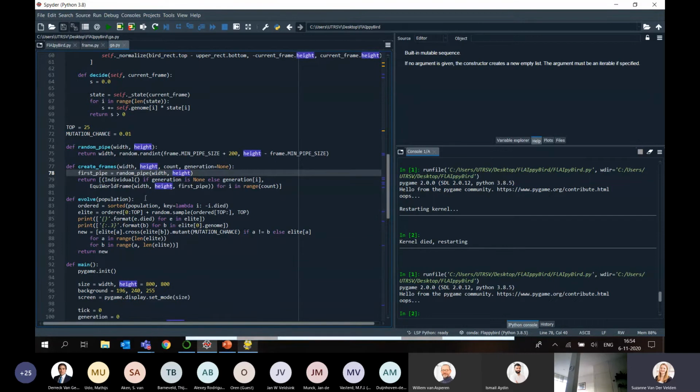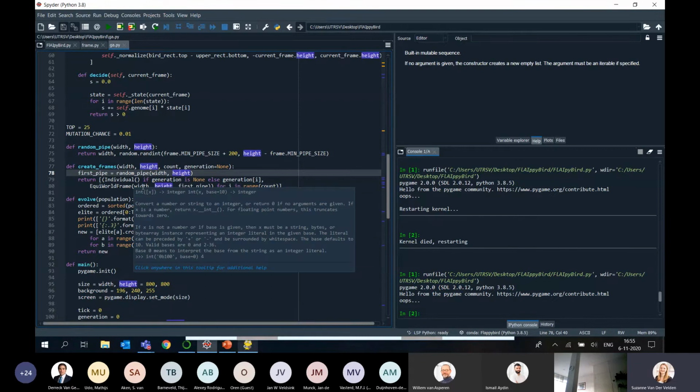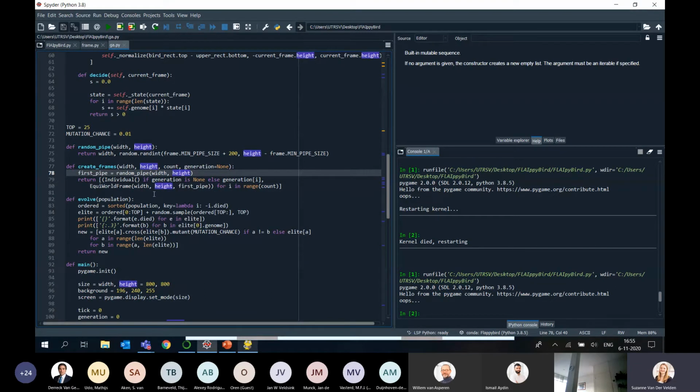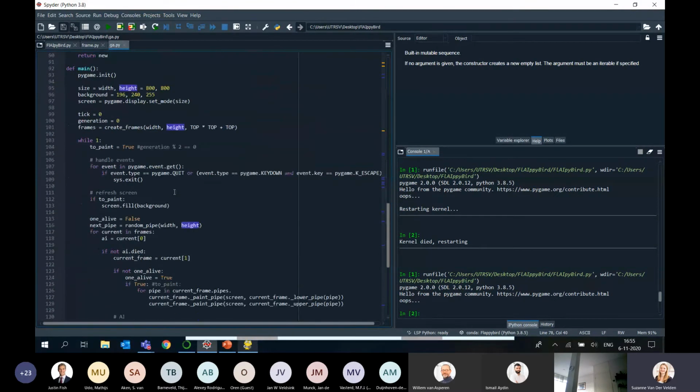And we'll do that by creating an individual. So we set a new genome, and we only do that for the first time, because otherwise we'll just use the generation itself. But now we create one, and then we'll make sure that we have an equi-world frame function, which makes sure that we'll have the same world for every genome.